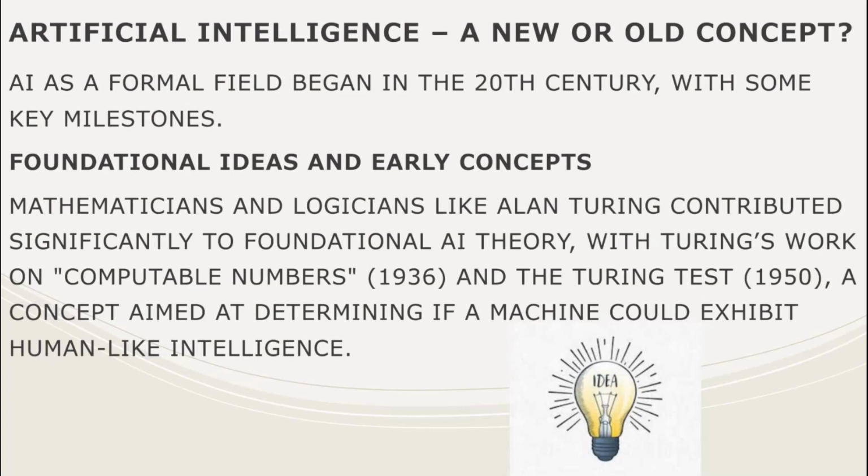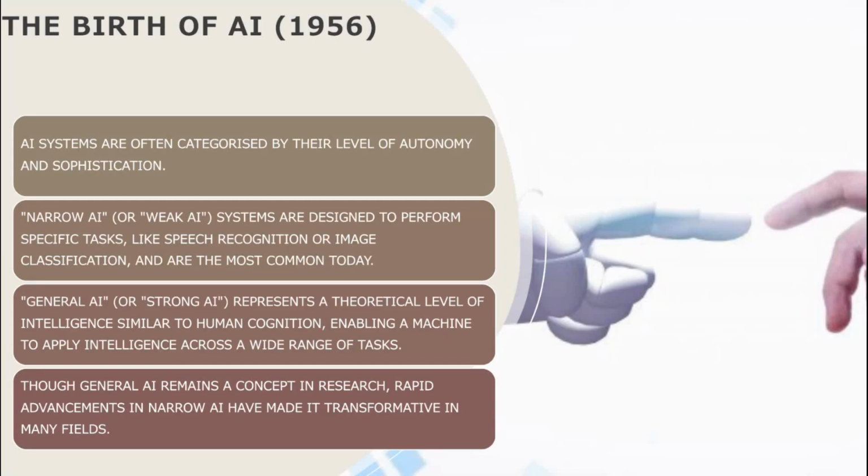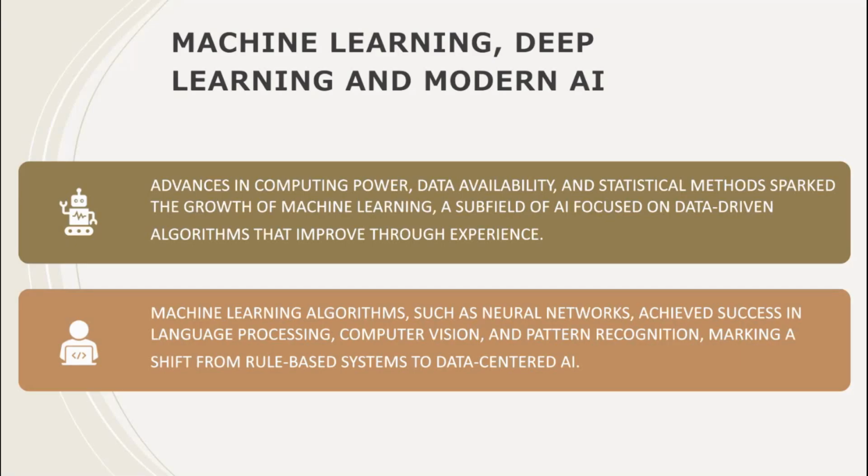Now that was not replication of intelligence. That was replication of action and behavior. But that's how it used to be before, that they were trying to replicate human behavior and action. But as time passed, the very first definition of the term artificial intelligence was by, there's a scientist called McKinsey, I think. AI systems are often categorized by the level of autonomy and sophistication. Narrow AI systems are designed to perform specific tasks like speech recognition or image classification. And general AI represents, as I said, closer to human cognition. And that's made it much easier.